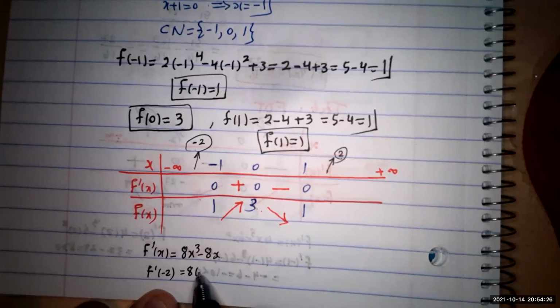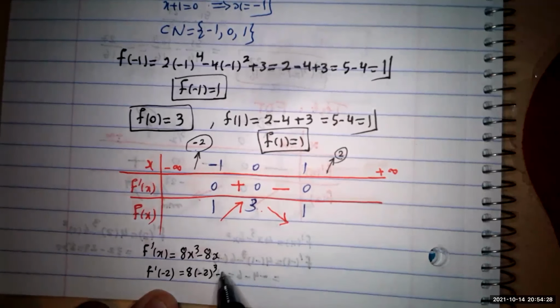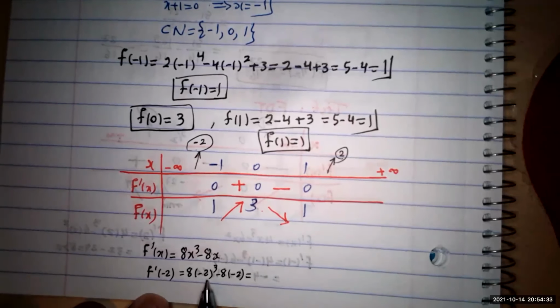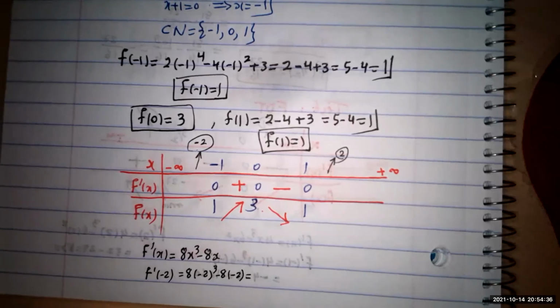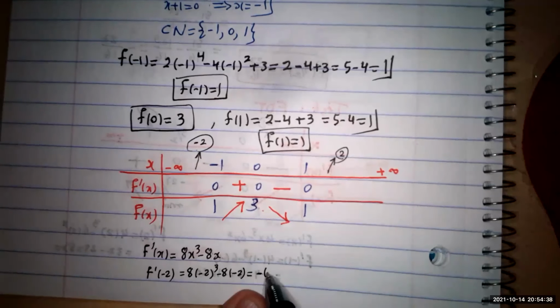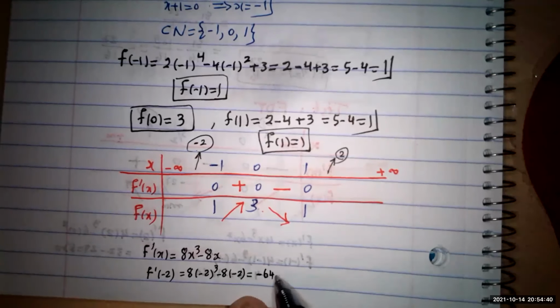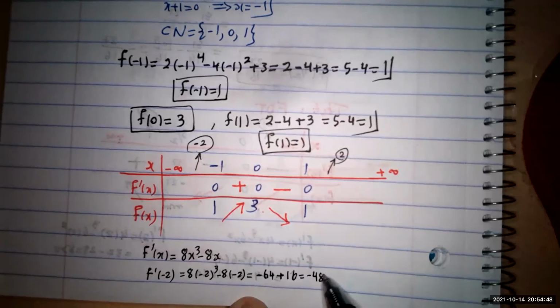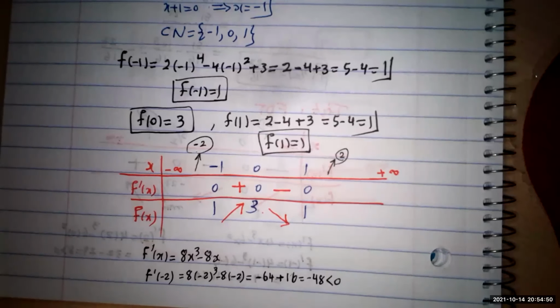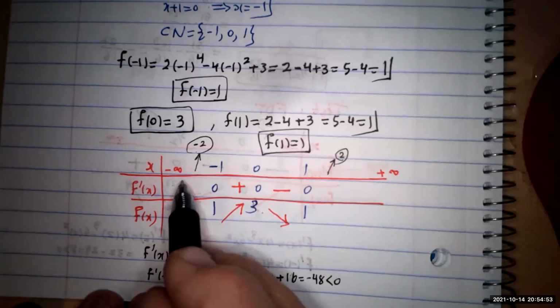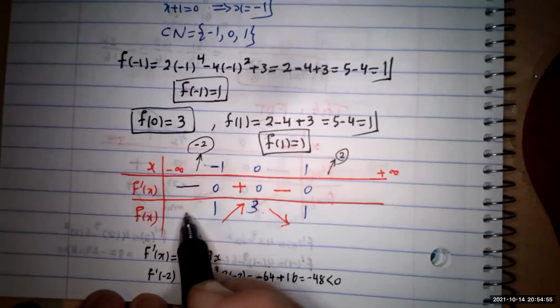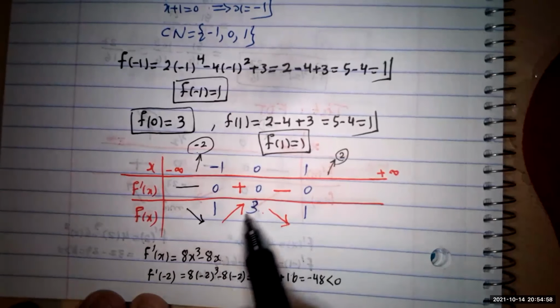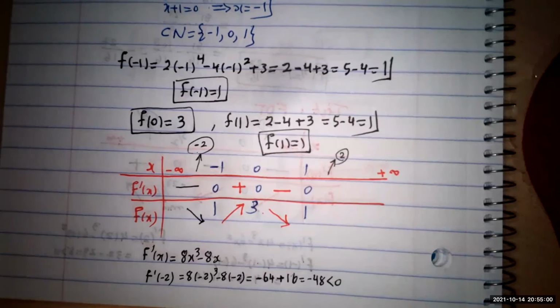It's going to be 8 times negative 2 cubed minus 8 times negative 2. Negative 2 cubed would be negative 8. Negative 8 times 8 would be negative 64. And this would be a positive, what's that? Positive 16. So this is going to be negative 48. Okay, it's a negative, so this means this is going to be negative. So the function is going down here. Down, up, they give you the minimum. Any question?